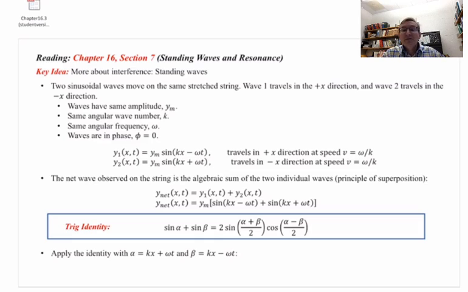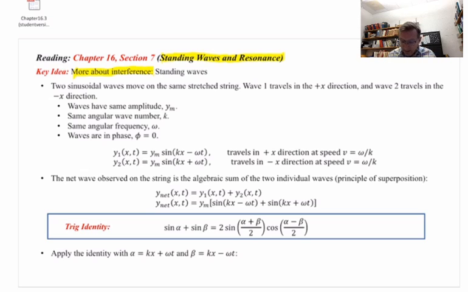Welcome back. This is video lecture 16.3. We're continuing to talk about waves, and we're continuing to talk about interference of waves. We're going to look at a different outcome of interference. This is chapter 16, section 7, in which we're going to introduce the concepts of standing waves and resonance. But the key idea is that it's still a consequence of interference. It's just a slightly different physical scenario than we studied in section 5.